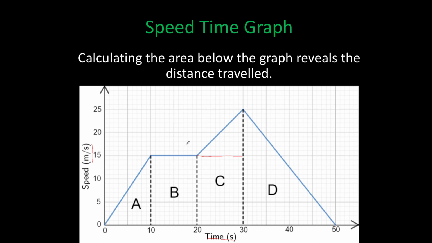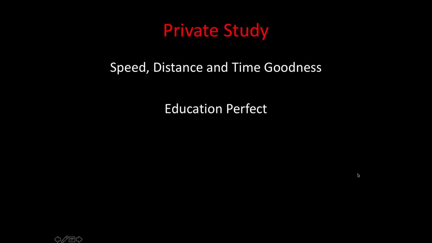So assuming you have paused the video and you've attempted to calculate the area of each of these sections, hopefully you have arrived to the answer of 675 meters is the distance that is traveled. From here, you should have received a speed, distance and time goodness booklet from me. Keep practicing using those practice questions. And Education Perfect, of course, always has some resources for us.